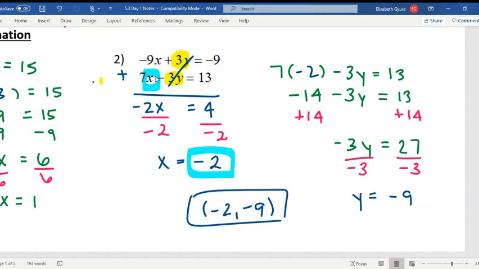So basically what we're doing is we're just picking either one that you want, and you're going to put negative 2 where you see x. So we're literally just taking this 2 and plugging it in where x is. That's where that 7 times negative 2 came from, because see this bottom equation, isn't it 7 times x? So we made it 7 times negative 2 instead. Then minus 3y equals 13, and then we just simplify our equation.